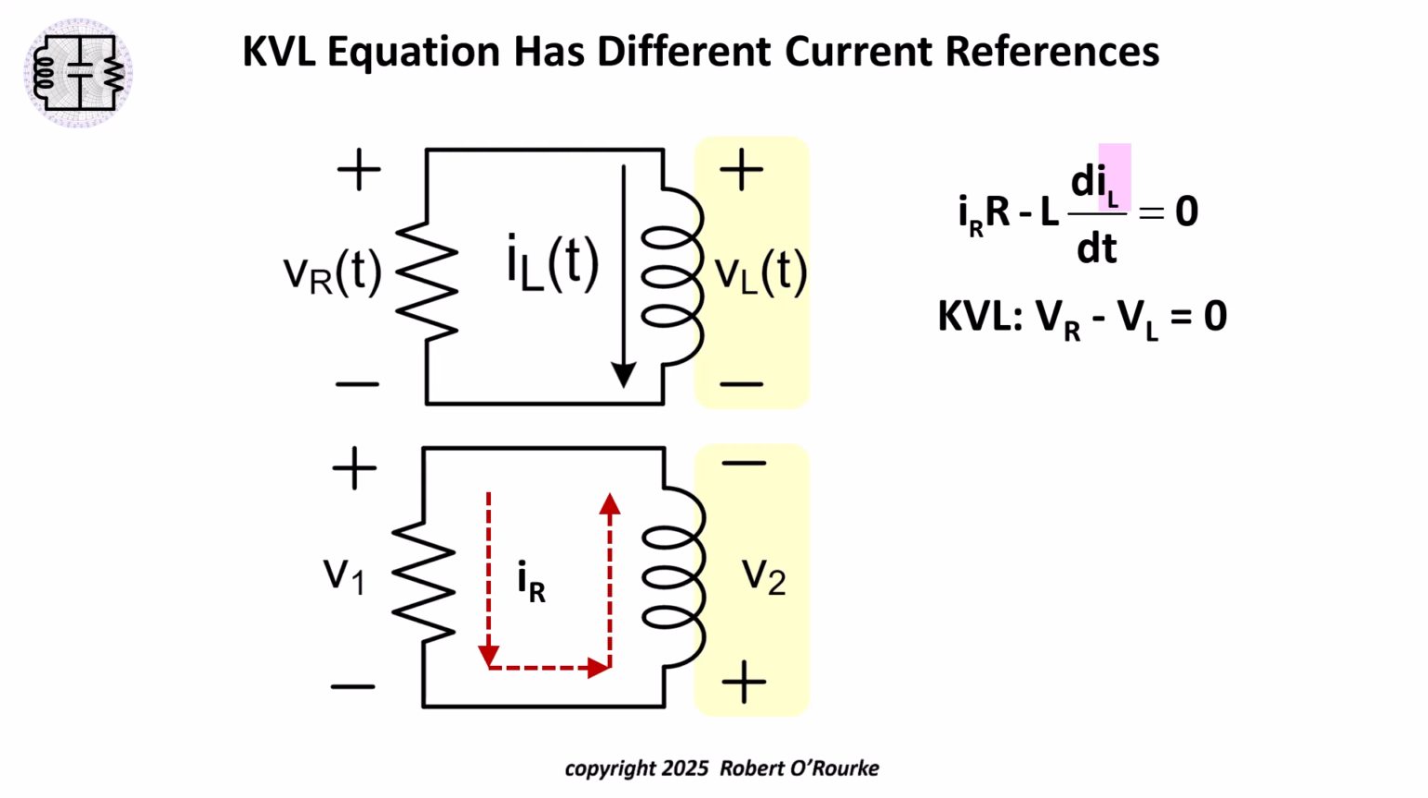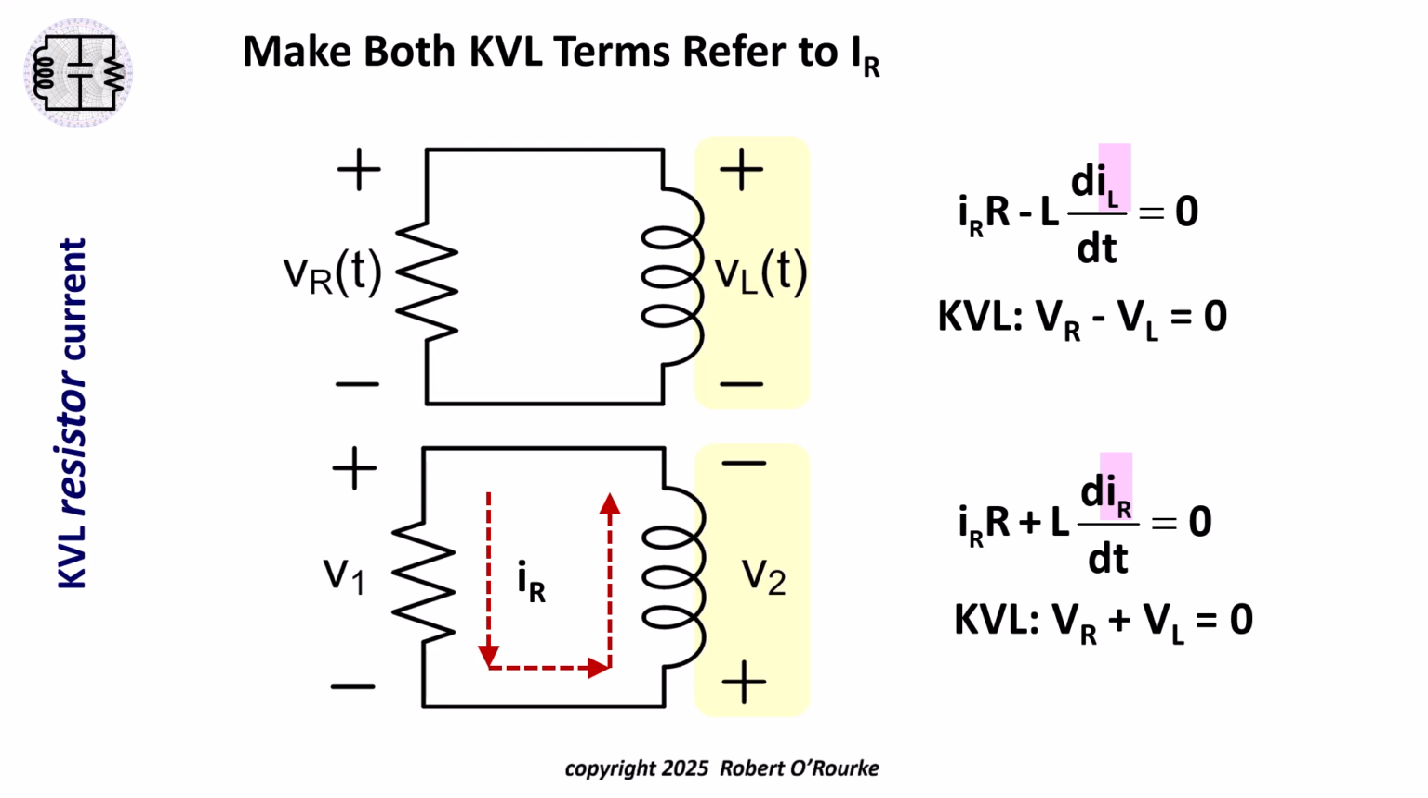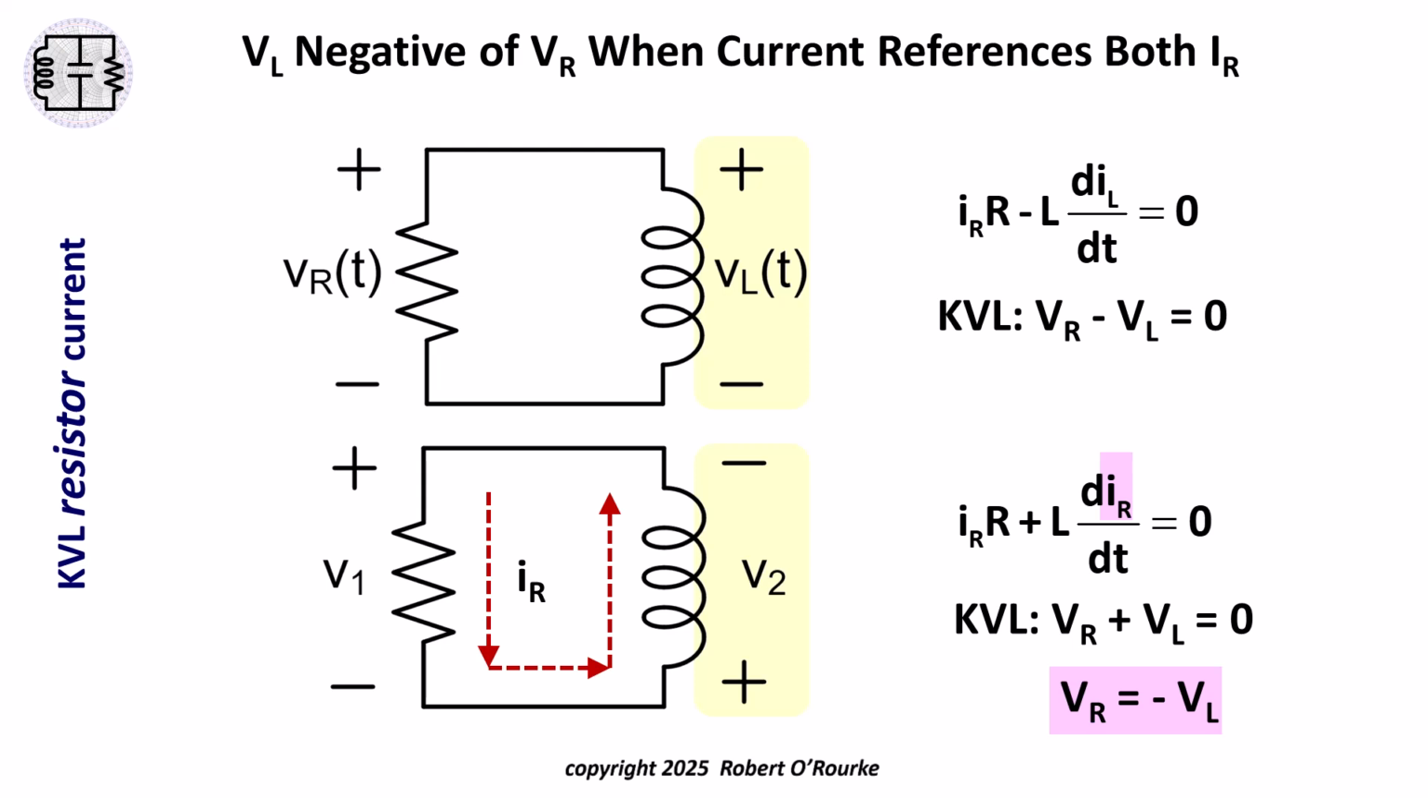The inductor voltage term corresponds to the reference polarity of the inductor, with current I sub L flowing downward. If one changes the reference polarity of the inductor term in the KVL equation to the polarity of V2 by substituting I sub R in for I sub L, this polarity now corresponds to positive current going up through the inductor. The KVL equation changes to V sub R plus V sub L because the inductor polarity now matches the V2 polarity. Now we see the negative inductor voltage that was the starting topic of this lesson.